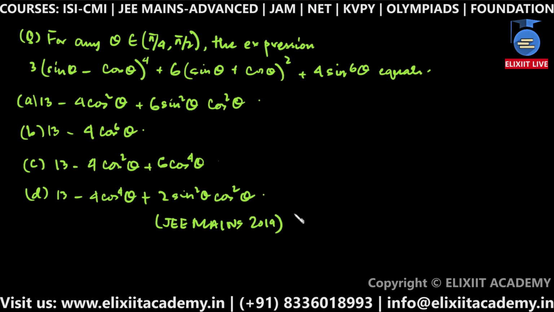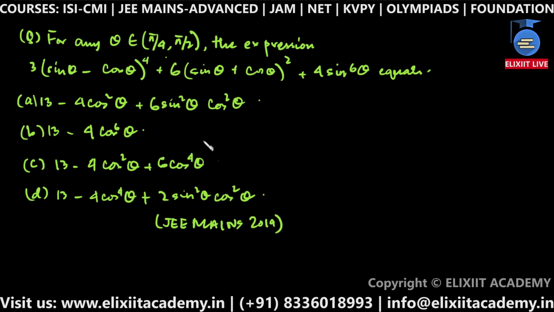So normally what students did, after observing that theta belongs to pi by 4 and pi by 2, the first thing that will come to your mind is that sine theta minus cos theta whole to the power 4 is there. And theta belongs to an open interval, pi by 4 to pi by 2, and this means definitely it lies in the first quadrant only. But the problem is, it is an open interval.